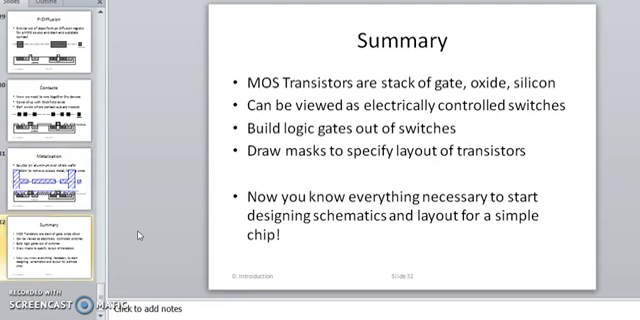Okay, this is the summary of the introduction: what fabrication is, what a MOS transistor is, with its gate, source and drain, and how we use fabrication.